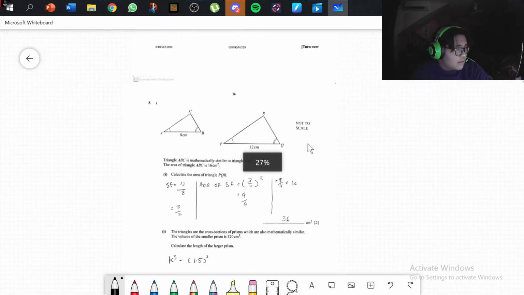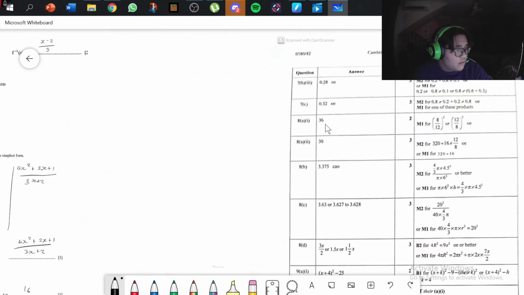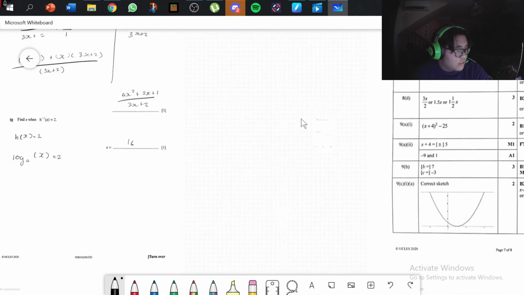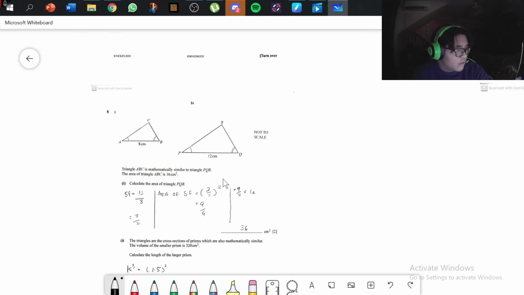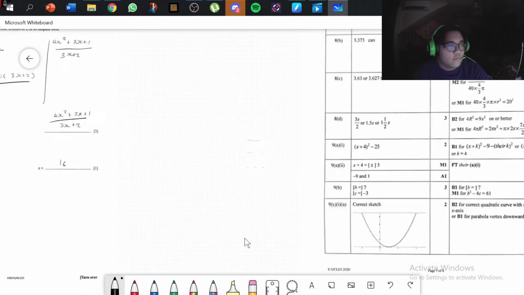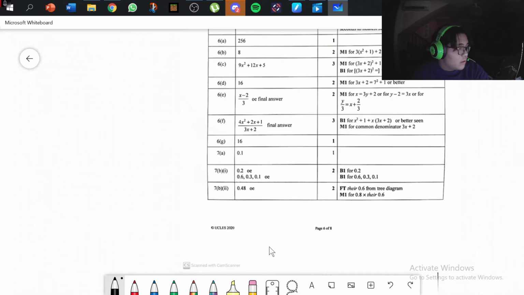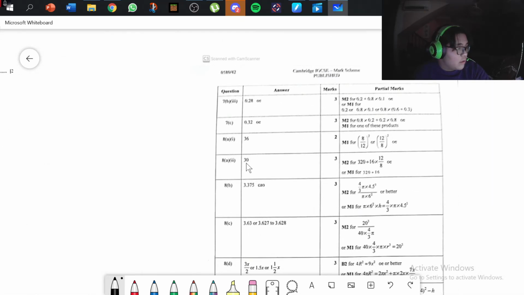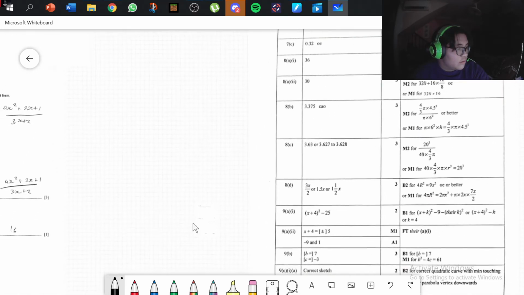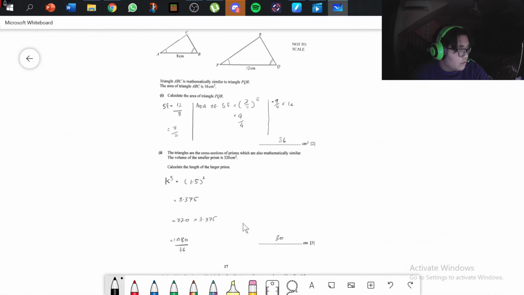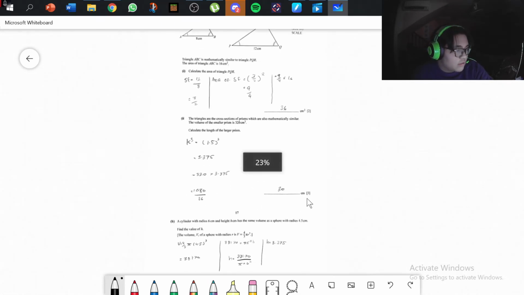Now I want to discuss the answer scheme for this. 8a1, 36. Even though our working is a bit different, this should get you 2 marks, which is full. Then 8a2, 30. We have our own working here, and it should still get us 3 marks, even though it is a different type of working from the answer scheme.